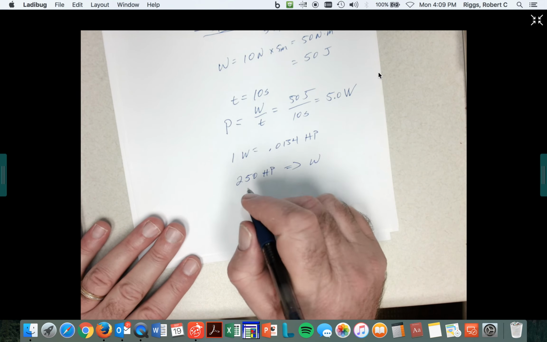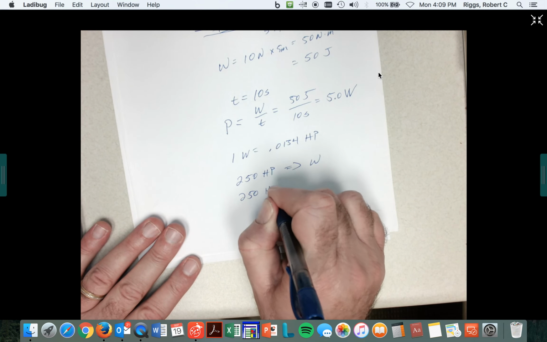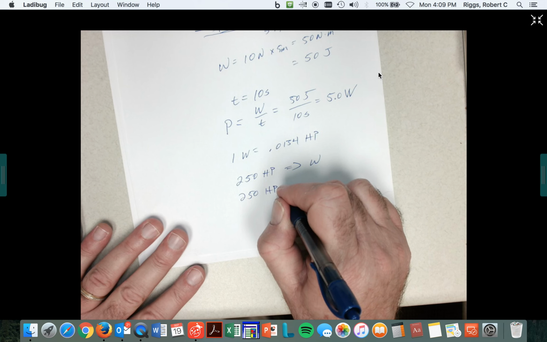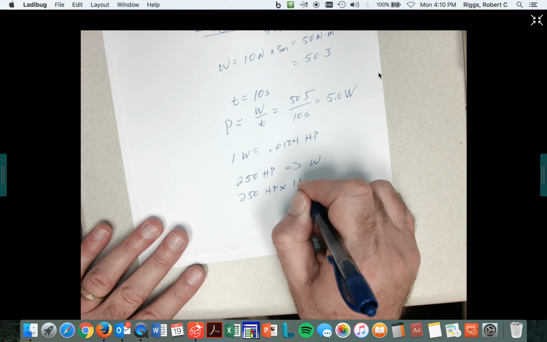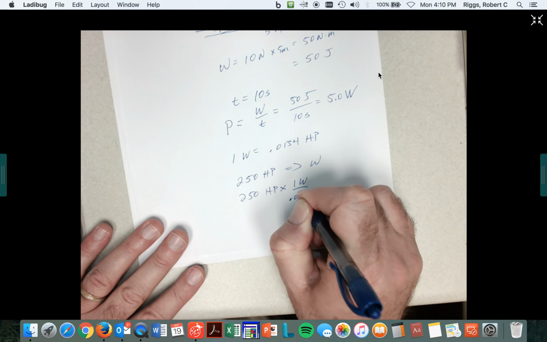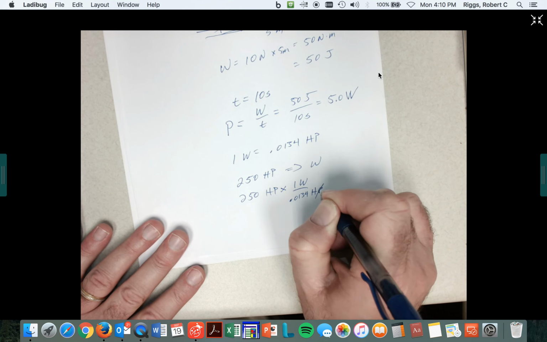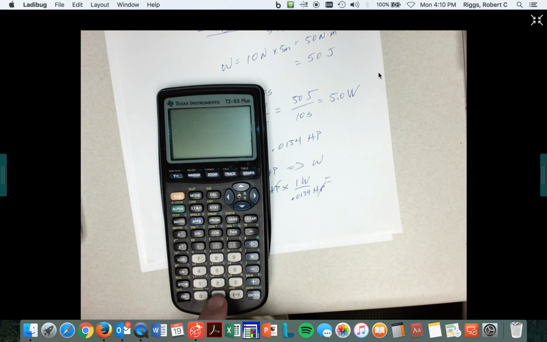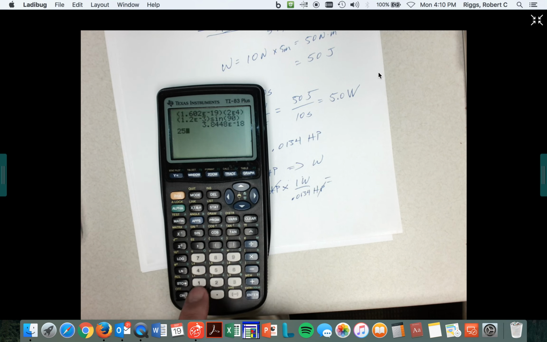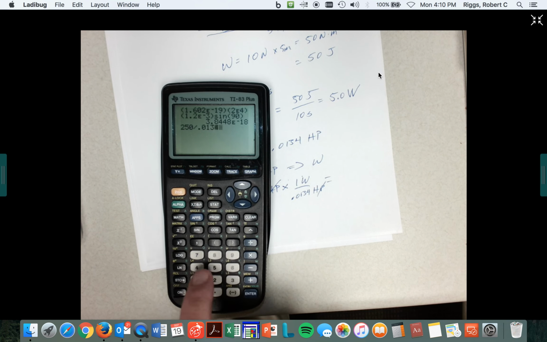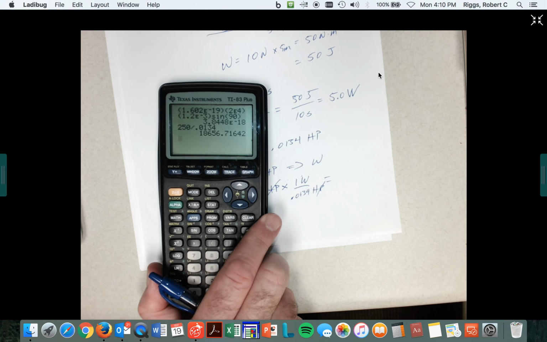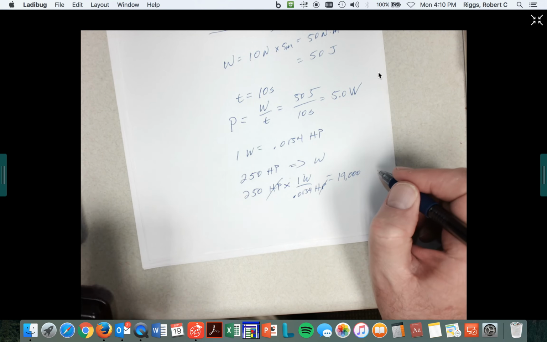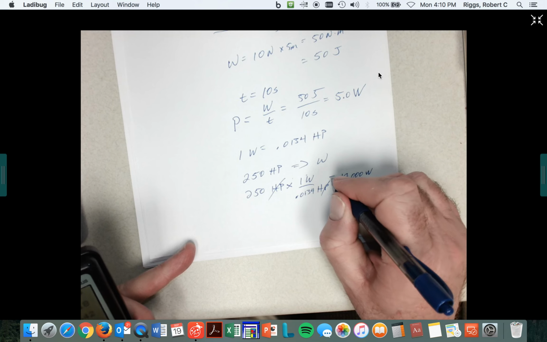Well, in this case, I'd take 250 horsepower, and I'm going way off the deep end here. 250 horsepower times 1 watt per 0.0134 horsepower to get that. Now that's a unit of 1. So if I take 250 divided by 0.0134, I get about 19,000, ballpark. Not 19,000 horsepower, but 19,000 watts, ballpark.